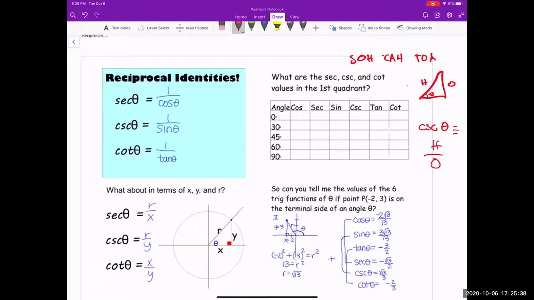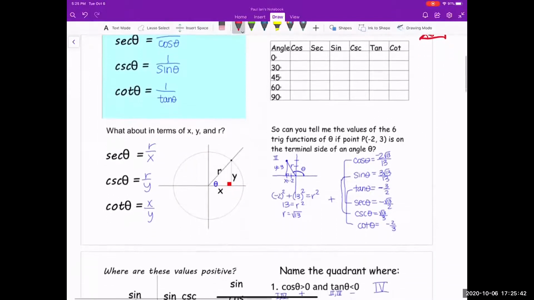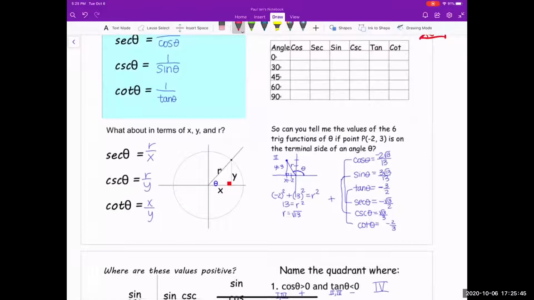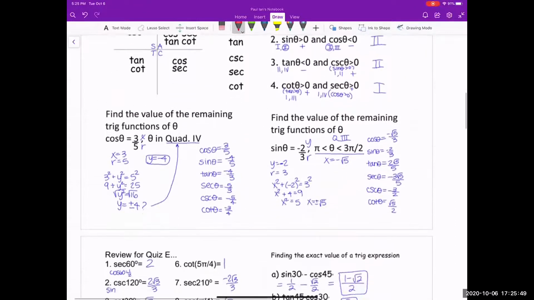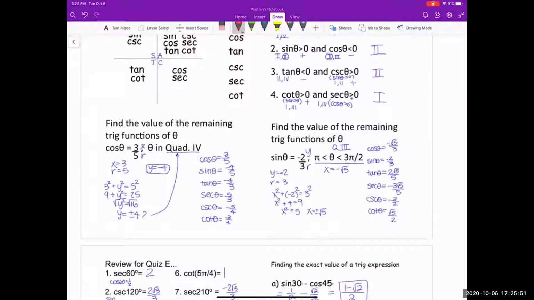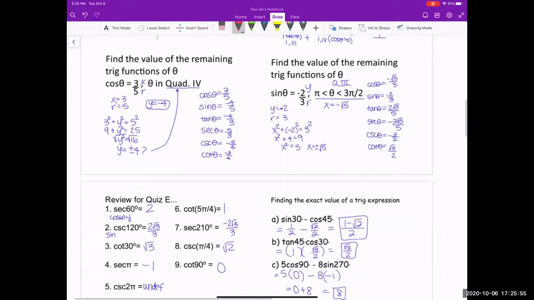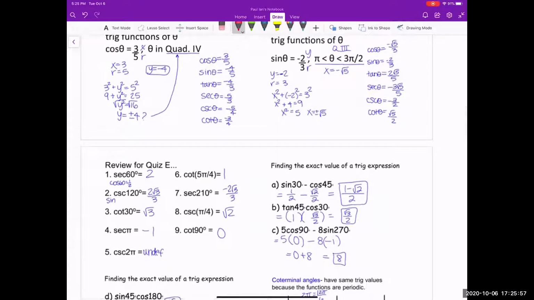Let's take a look at this one. Maybe one of these. Find the value of the remaining trig. Okay. Oh, here you go. Here's a good one. So, for example, can you find secant 60 degrees?